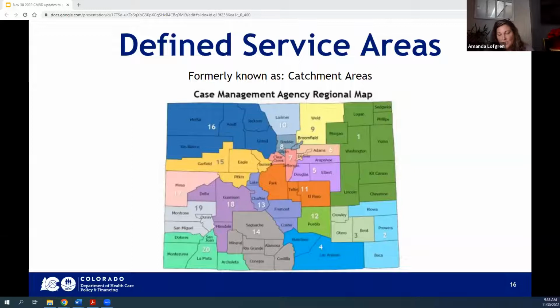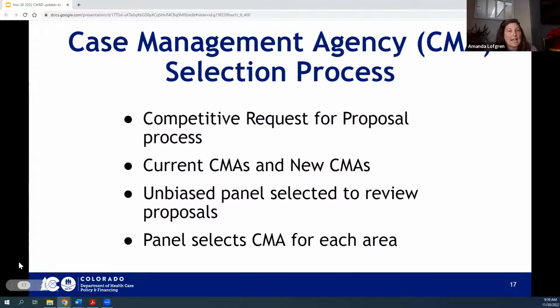And then to answer the question and move into, well, how are we going to start selecting case management agencies for each of these defined service areas? If we go to the next slide, in order to select one case management agency in each of these defined service areas, the department's going to go through a competitive request for proposal, or what you will see, an RFP process. Anyone is welcome to apply, and we expect that there will be existing case management agencies and even new case management agencies that will apply.